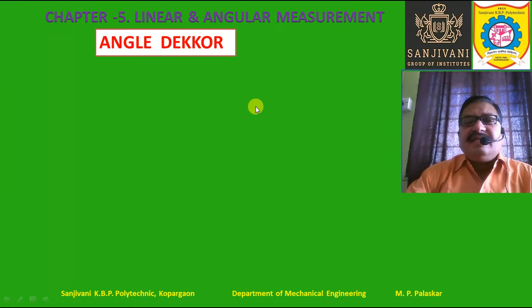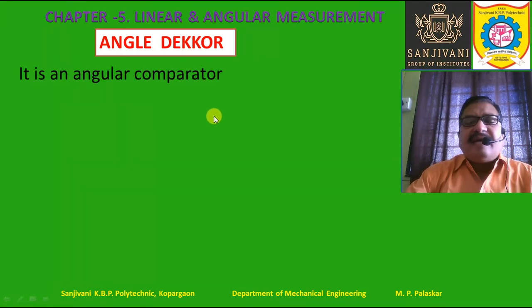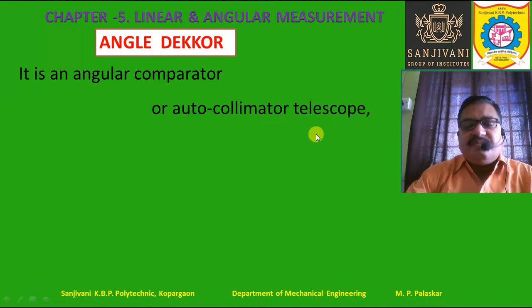So in this case it is necessary to measure the angle in two planes, say one in the vertical plane and another in the horizontal plane, and that too simultaneously. So the angle decker can be used for simultaneous measurement of the tilting angle of a surface in two planes. Thus, the angle decker is an angular comparator or autocollimator telescope.